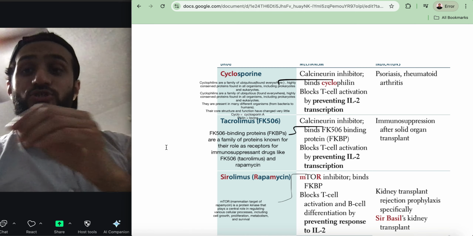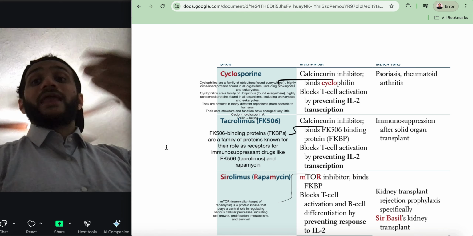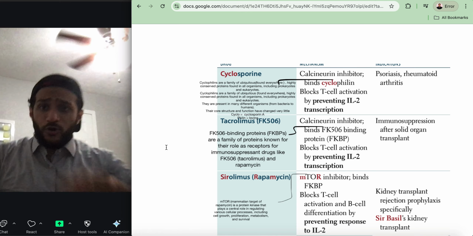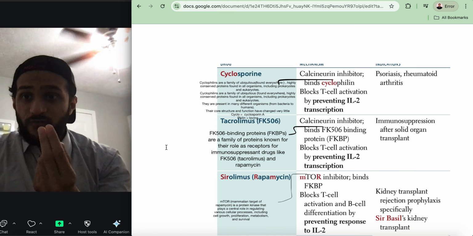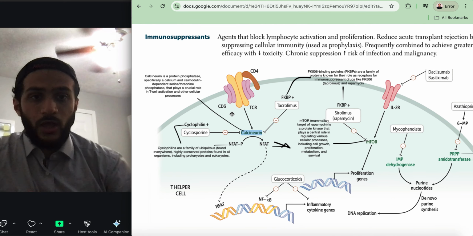The next thing is going to be tacrolimus. Tacrolimus is also a calcineurin inhibitor, but it has some other FK506 binding. As side effects, I want you guys to learn three over here: neurotoxicity, glomerulonephritis, and diabetes. So it can kind of bring up the sugar. So these three I want you to know.